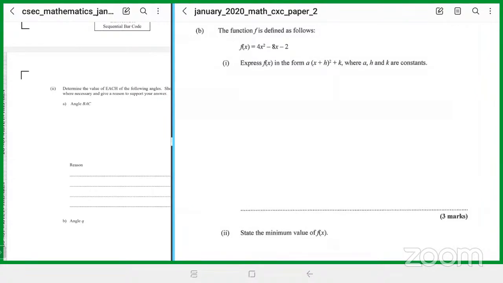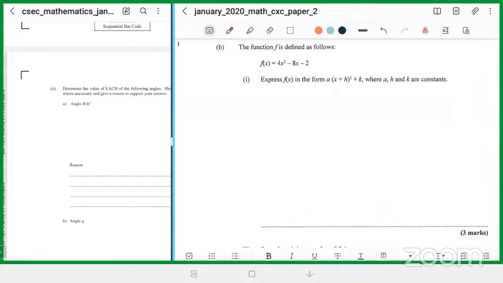So this one is saying they give us this function. Clearly, that's gonna be a smile, because the a is positive, and the y-axis intercept is -2. Now we're gonna sketch a graph and everything, even if they don't ask us for that. But notice the first part, they want us to write it in this form.